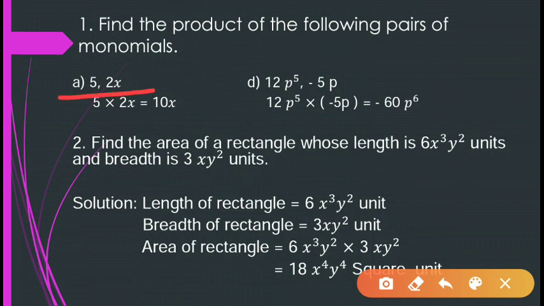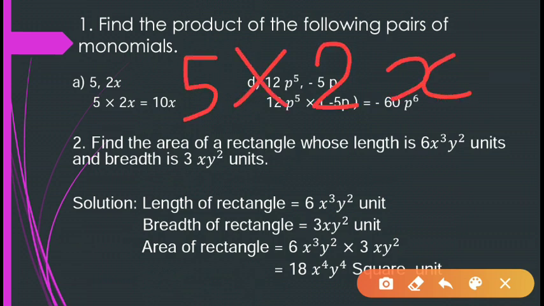Both are monomials. Monomial means having one term only. 5 is one term, so it is a monomial. 2x is one term, so it is also a monomial. We have to multiply the monomials, means 5 into 2x.